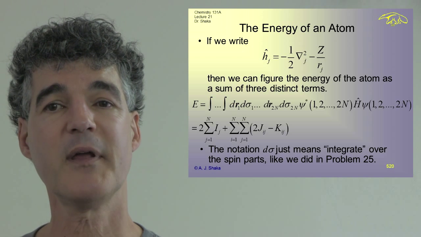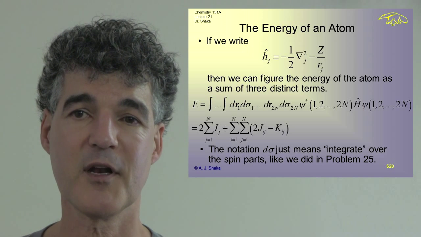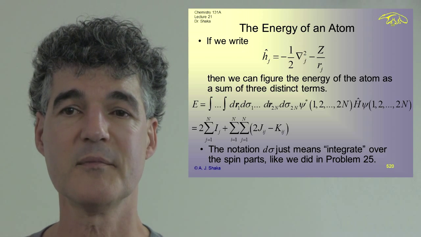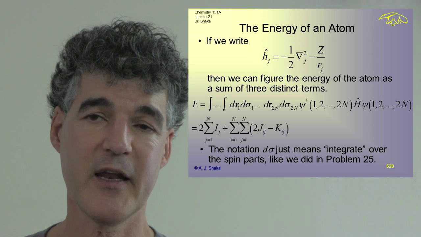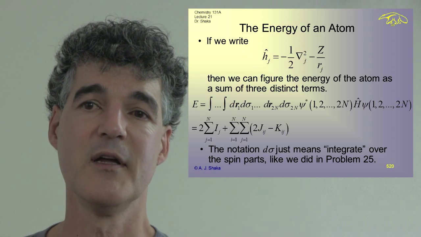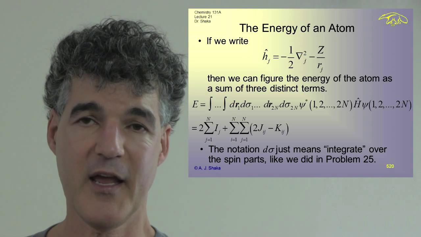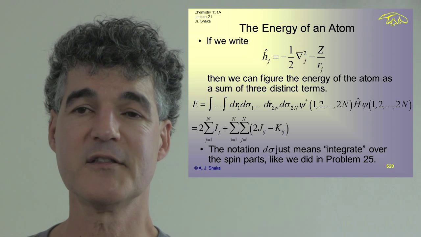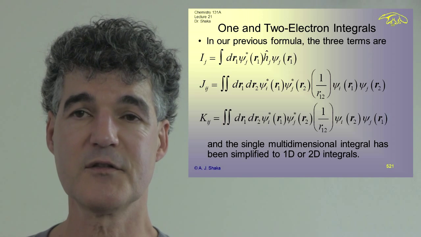And that breaks up into 2 times a sum of what I'm going to call I sub j, plus a double sum from i equals 1 to n, j equals 1 to n, of 2 times capital J ij, minus capital K ij. Let's see what this means. So let's look at these 3 terms.